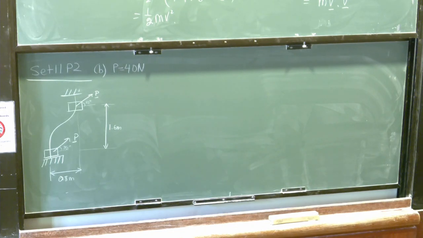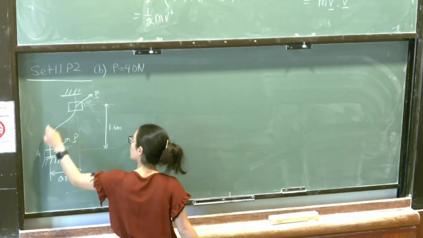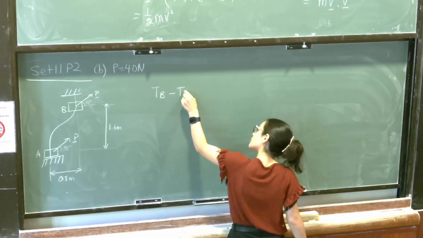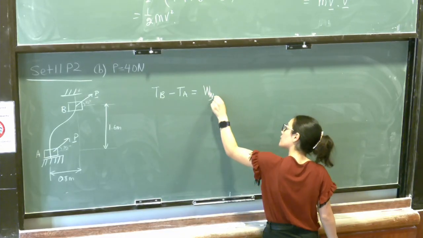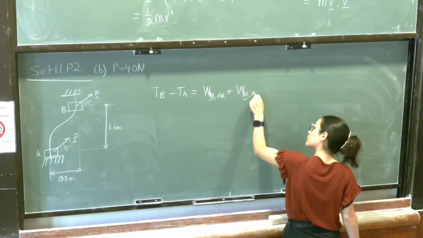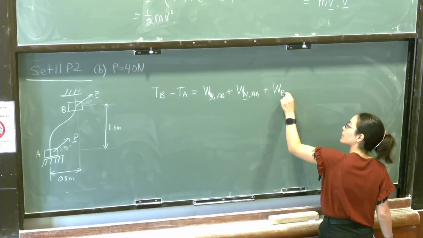Three: the weight, the normal, and the force P, right? And we're using the work energy theorem. So that's going to be, call this state AB, TB minus TA is the work of all the forces, which is the work of the weight, plus the work of the normal, plus the work of force P from A to B, right?